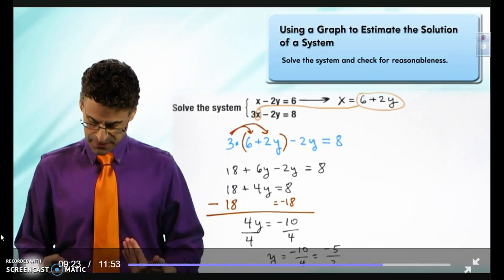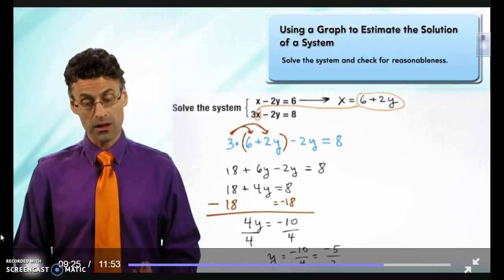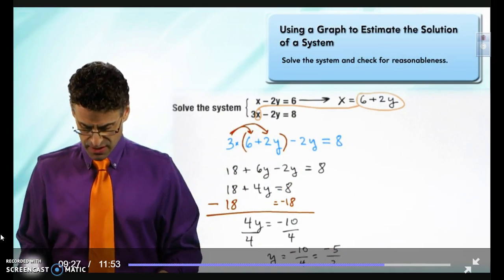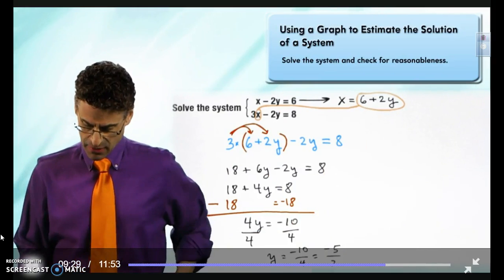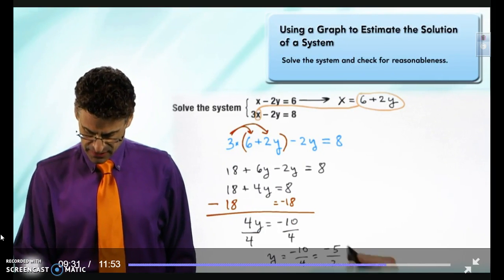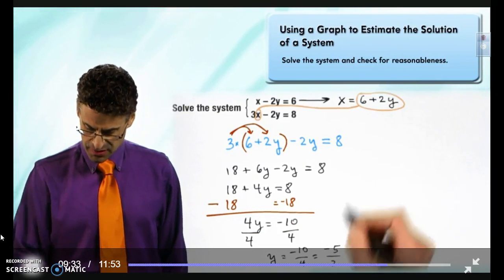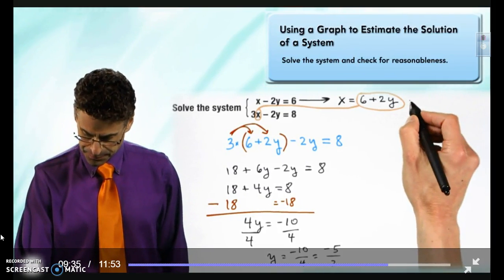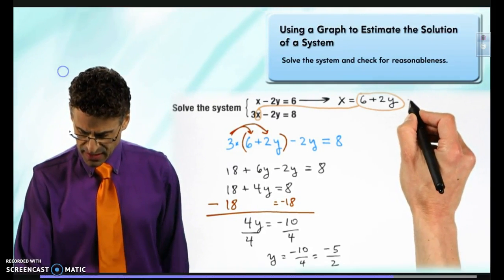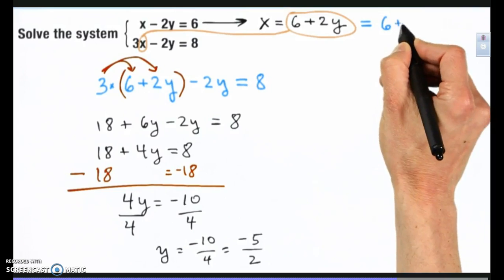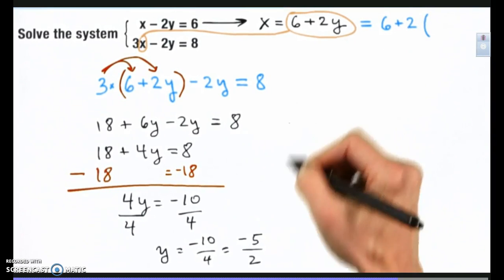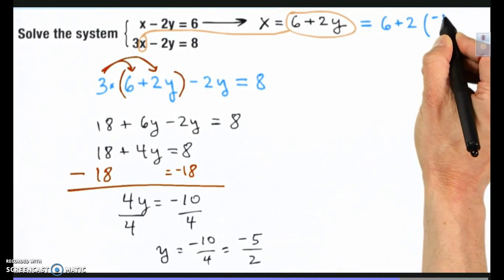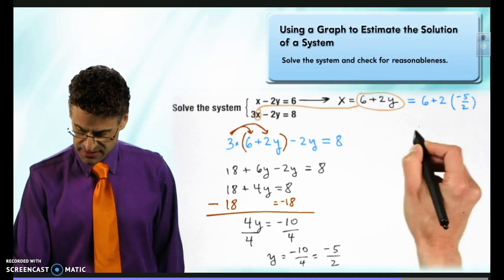Well, that's great, except for the fact that I need to figure out x as well, because I have 2 unknowns. But I can go back and actually figure out what x is by inserting the value we now know y equals. So we can now come back up to here and say, okay, well, now we know this is 6 plus 2 times, well, y we just discovered is negative 5 halves. So we can simplify this.